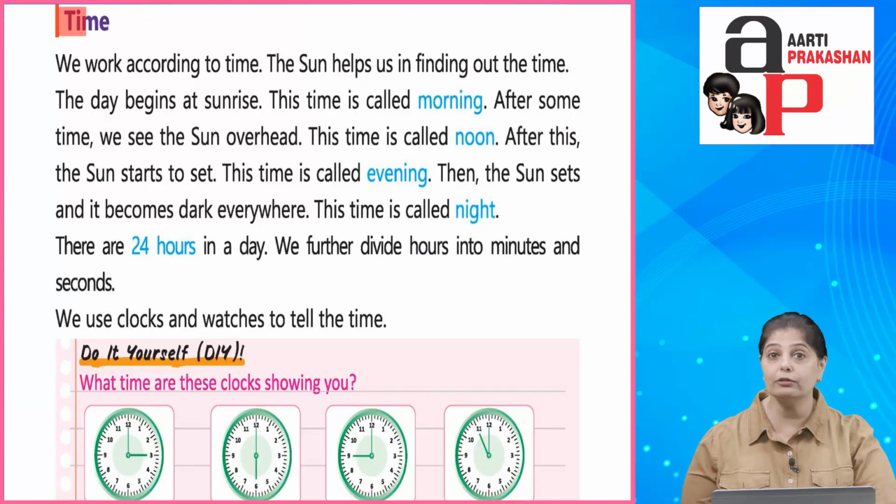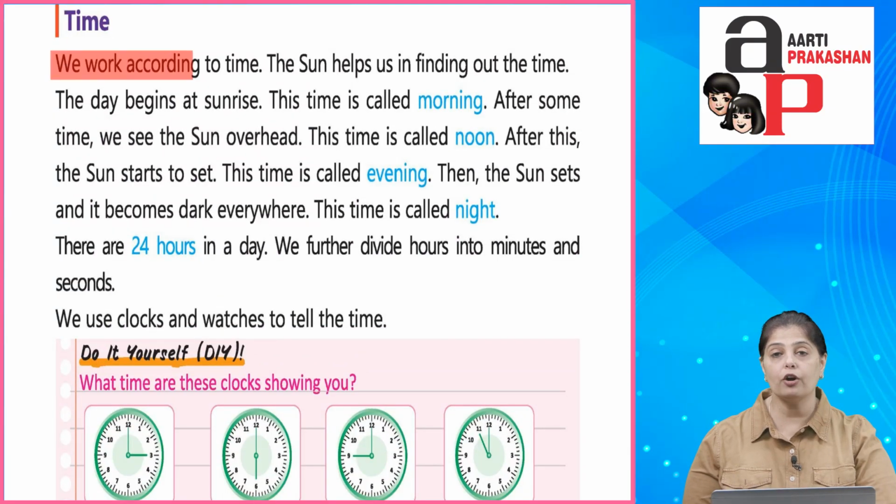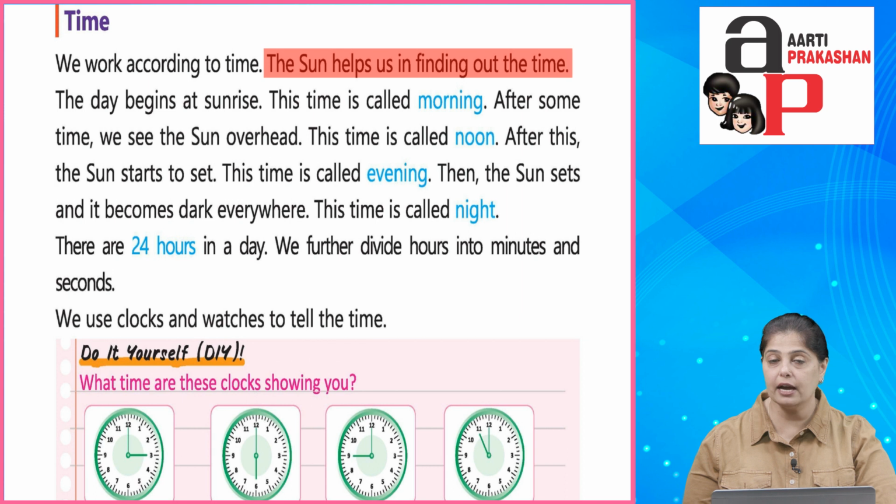Now let's talk about time. We work according to time. Time के हिसाब से हम चलते हैं. The sun helps us in finding out the time. हमें time का कैसे पता चलता है? Because of the sun. When the sun rises, we know it is morning. When the sun sets, we know it is evening. And when you know that the sun is really on top of your head, आपको बहुत गर्मी लग रही है, तब क्या होता है? It is afternoon time.